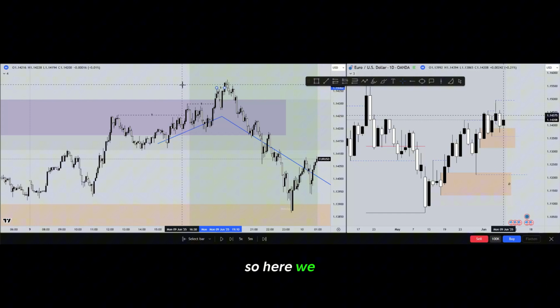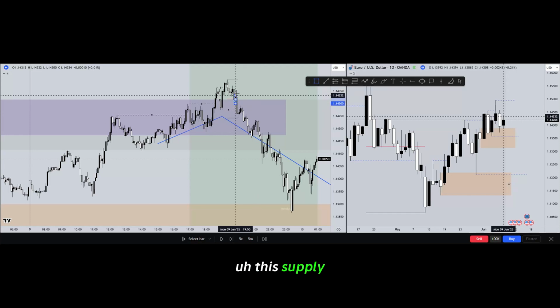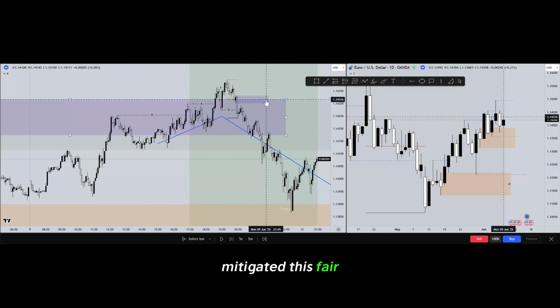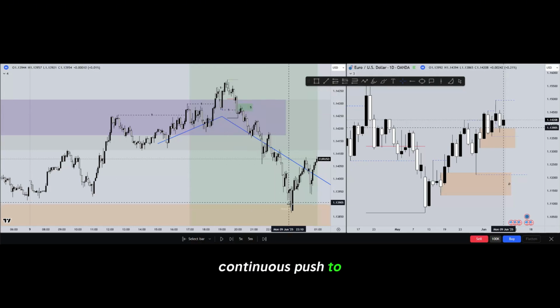So here we have this break of structure, and price mitigates this. I was thinking of going short from this supply zone here, at EQ 50%, but price then failed to pull back here. It has mitigated this fair value gap zone here, which is also a valid entry zone from where you can trade. See, it has mitigated this fair value gap, and after that we have a continuous push to the downside.